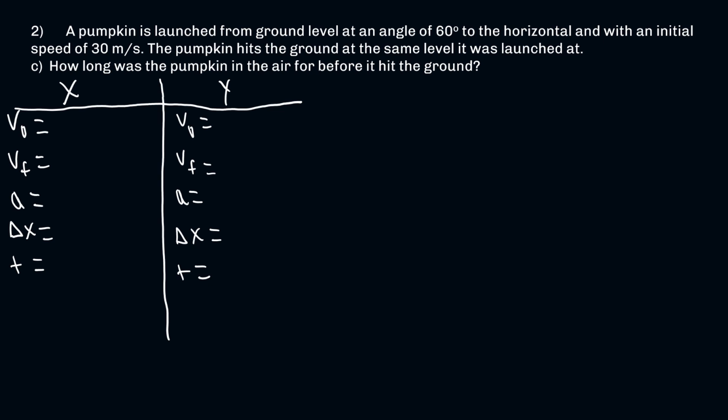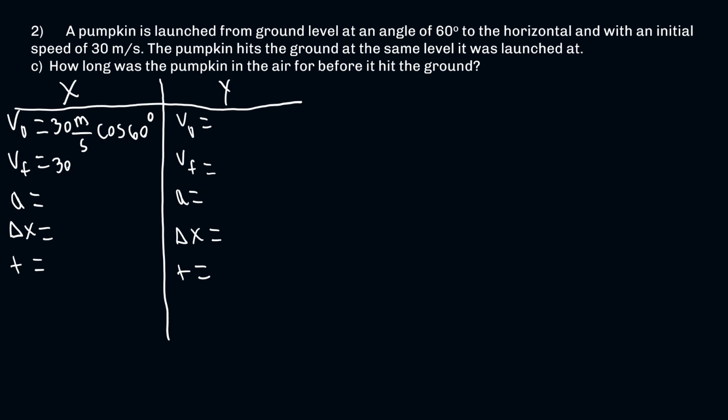I also have it at the beginning of this video. For anything that is measured from the horizontal, we use cosine for the x, or horizontal, component. So here we have my initial velocity, which is 30 meters per second, multiplied by cosine of the angle, which is 60 degrees. Then we have my final velocity. That's not going to be very important, because it is actually going to be the same exact thing.